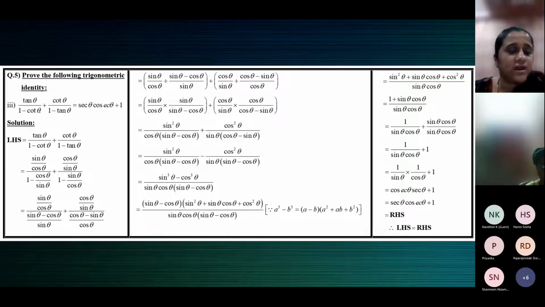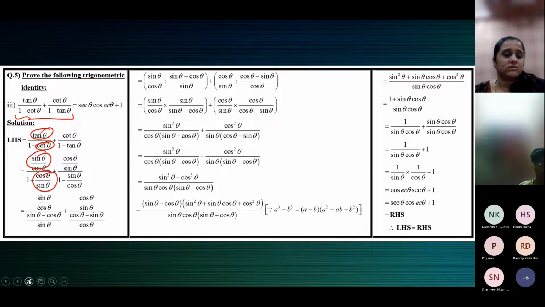we need to prove this trigonometric identity. So you can see here tan theta by 1 minus cot theta plus cot theta by 1 minus tan theta is equal to secant theta cosecant theta plus 1. According to the rules, we have a few rules. One of them says if we have other ratios, convert them to sine and cos. Here in the left hand side we have the ratios tan and cot. So that's how we work the first method here. We change tan theta to sine theta by cos theta and cot theta to cos theta by sine theta, and proceed.